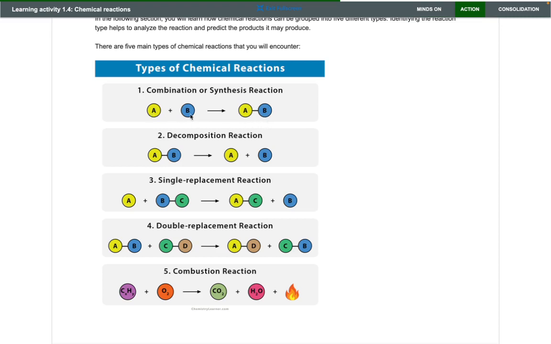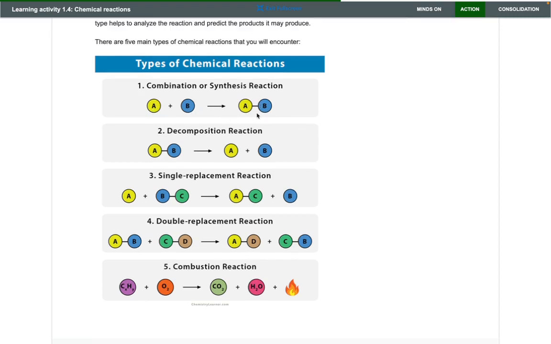Sometimes these A's and B's could be an element and a compound. Sometimes they could be 2 compounds. It kind of depends, okay? But generally, you're always looking for one product in a synthesis reaction.